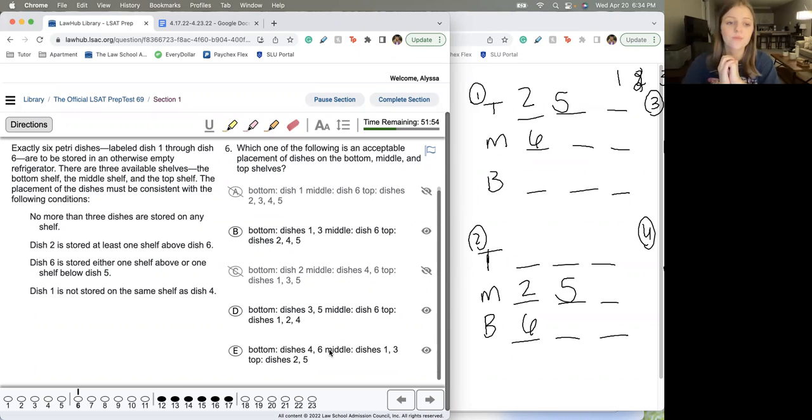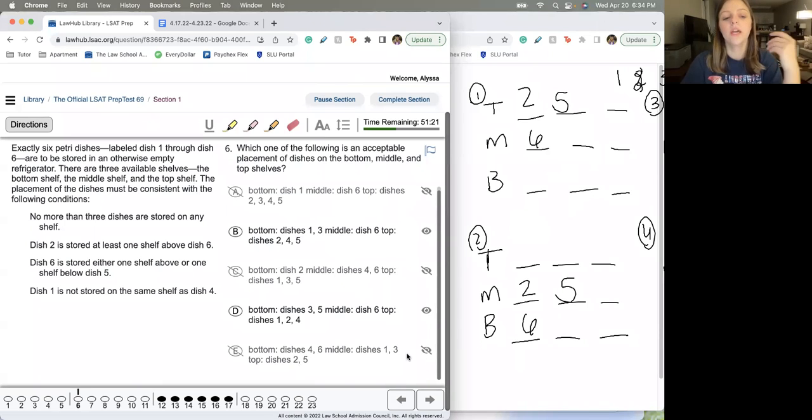Moving on to our next rule, which says 6 is stored either 1 shelf above or 1 shelf below 5. So I'm going to look at my remaining answer choices and make sure that 6 and 5 are in some way next to one another. So in B, 6 is on the middle, 5 is on the top. We're good there. D, 5 on the bottom, 6 in the middle. We're good there. E is going to be eliminated because 6 is on the bottom and 5 is on the top, which is more than 1 shelf above 6. So we can eliminate that.